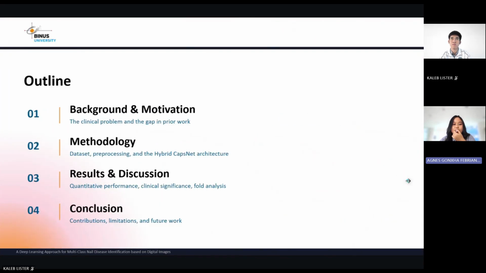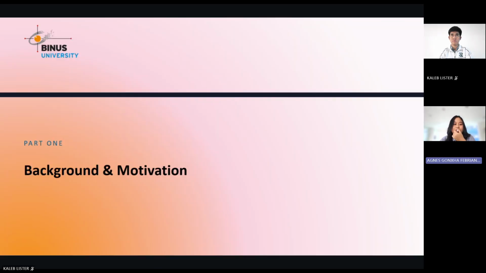Before we start, let me quickly walk you through our outline. We'll begin with the background and motivation behind this research, then move into our methodology covering the dataset and the hybrid CapsNet architecture. After that, we'll go through our results and discussion, including the quantitative performance and clinical significance. And finally, we'll wrap up with our conclusion. Let's start with the first part, background and motivation.